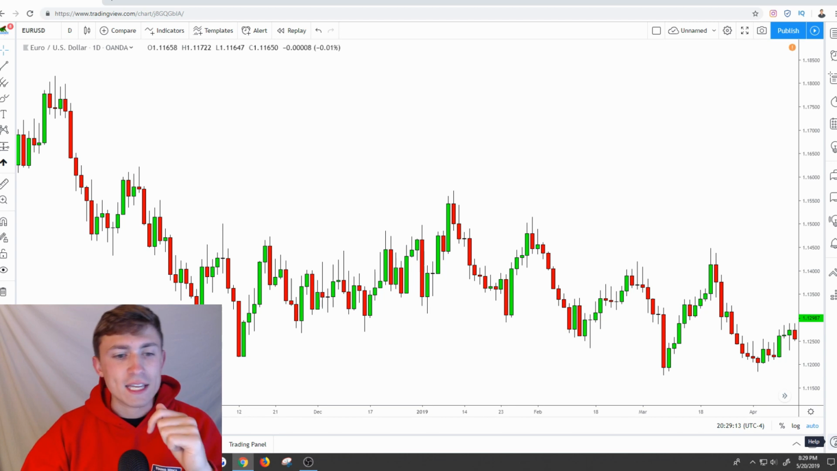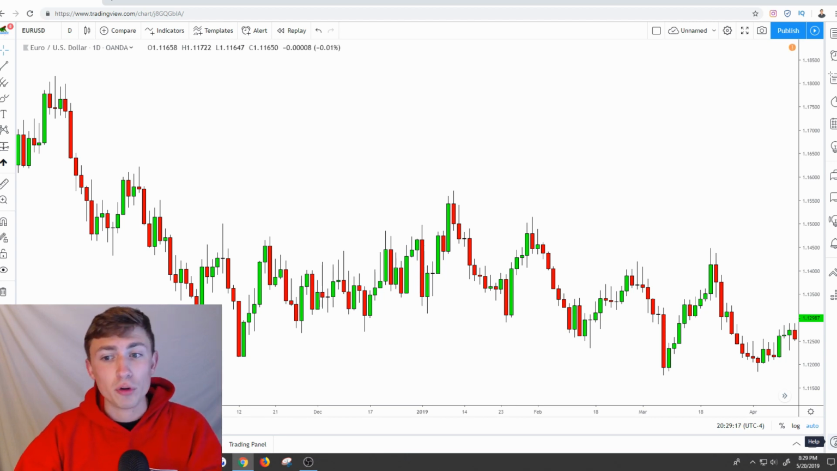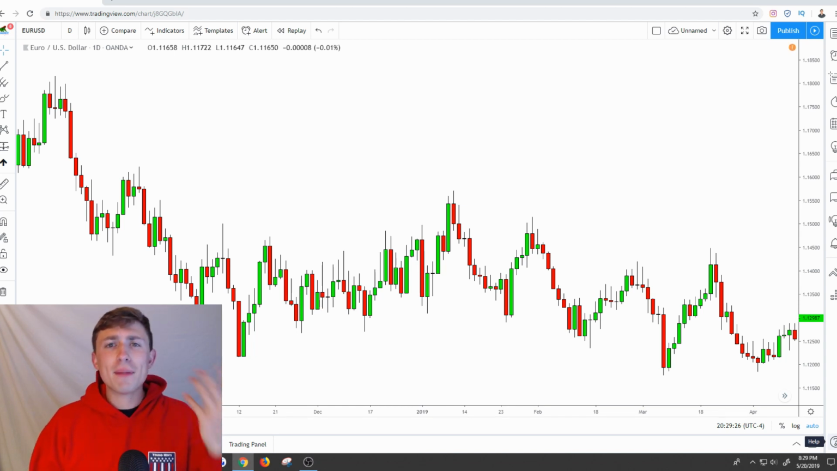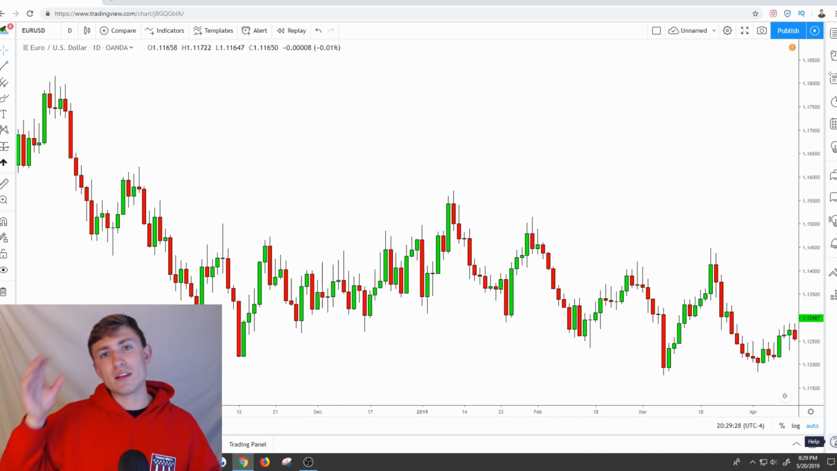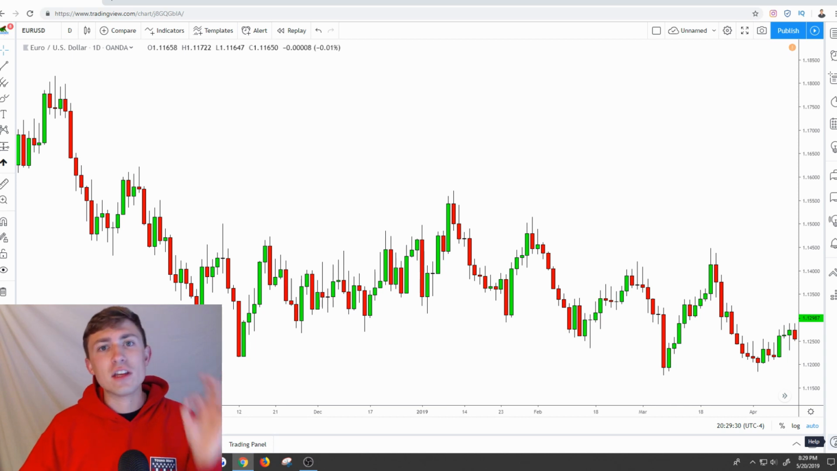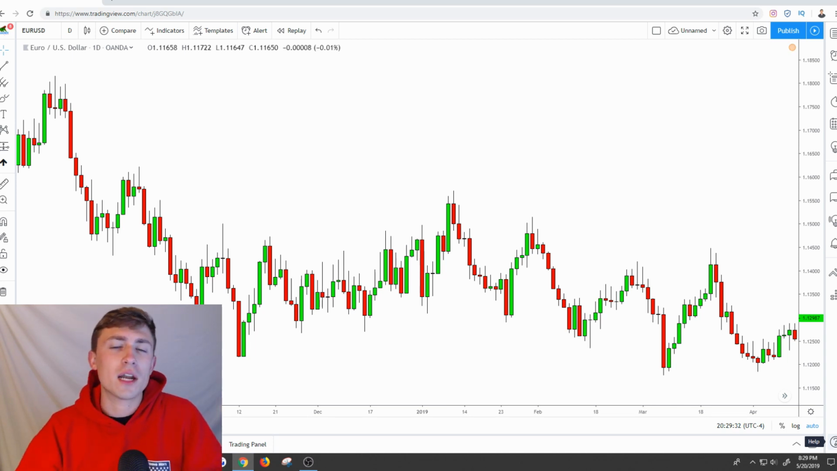So Euro USD is one of the most actively traded instruments in the entire world. In fact, it certainly is in the world of currencies. And I believe overall, it is the most traded volume-wise instrument in all financial markets. And it makes sense too, because this is the clash between the European currency and the United States dollar. These are two major economies in the world and have a major effect on the global economy. So it makes sense that these things are very, very heavily traded.